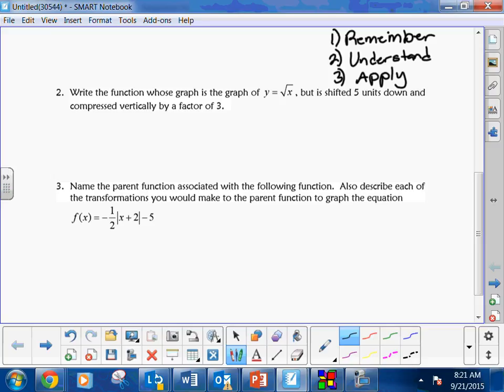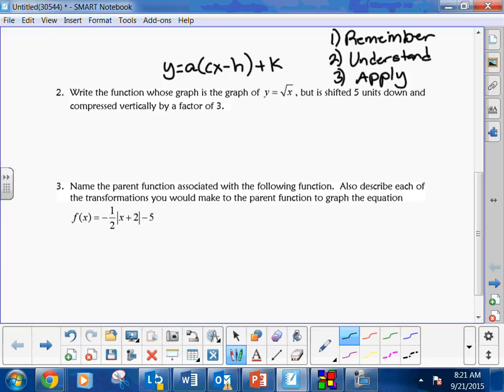The first one says write a function whose graph is the graph y equals square root of x, but is shifted 5 units down and compressed vertically by a factor of 3. A couple of things we have to do. Let's write the general form of the equation: y is equal to a times the square root of (x minus h), plus k.